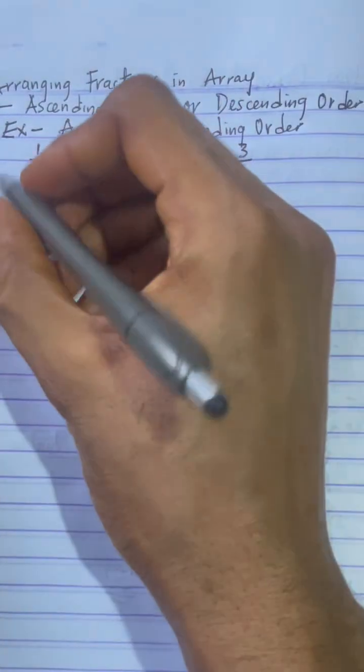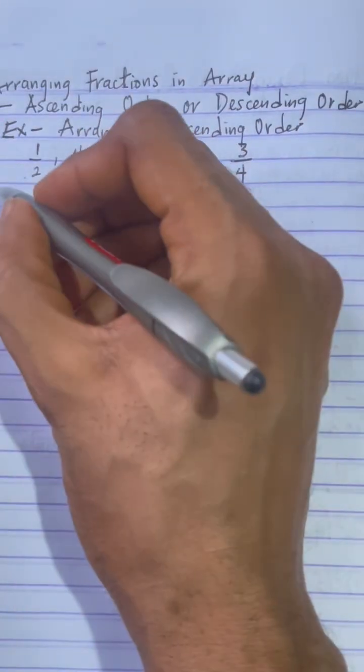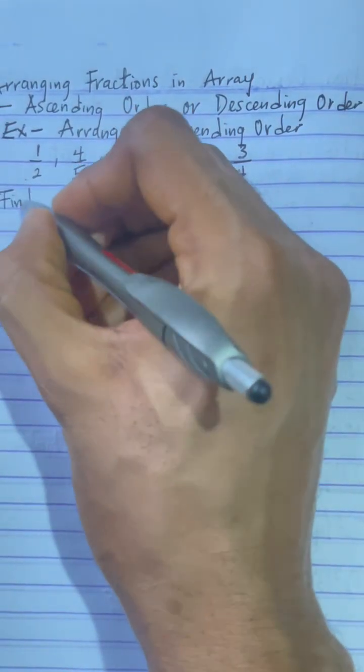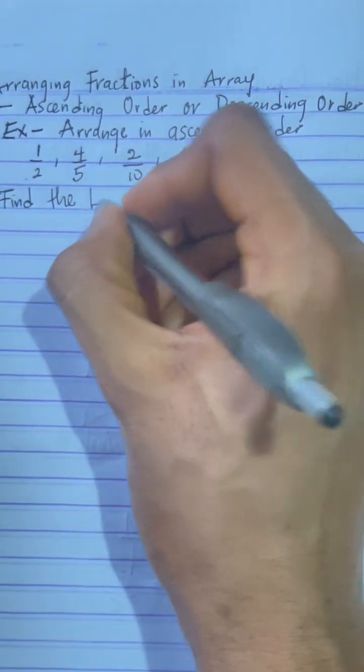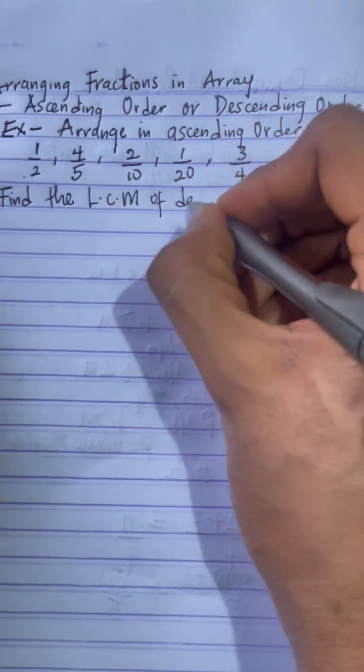So you say what? The first thing is what? Find the LCM. That's the first thing you do. So find the LCM of the denominators.